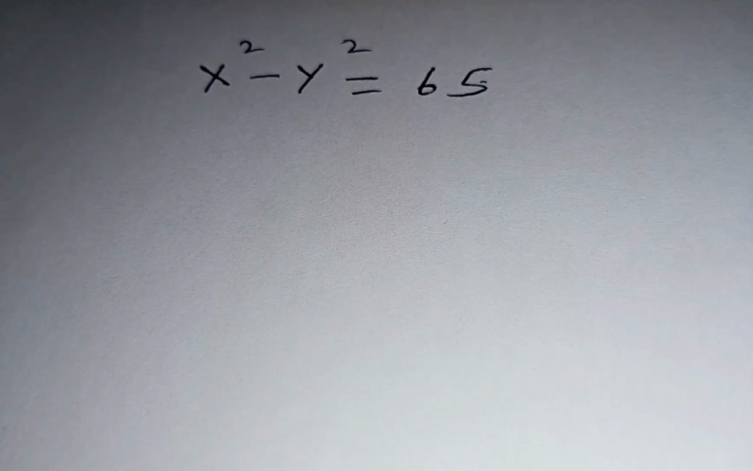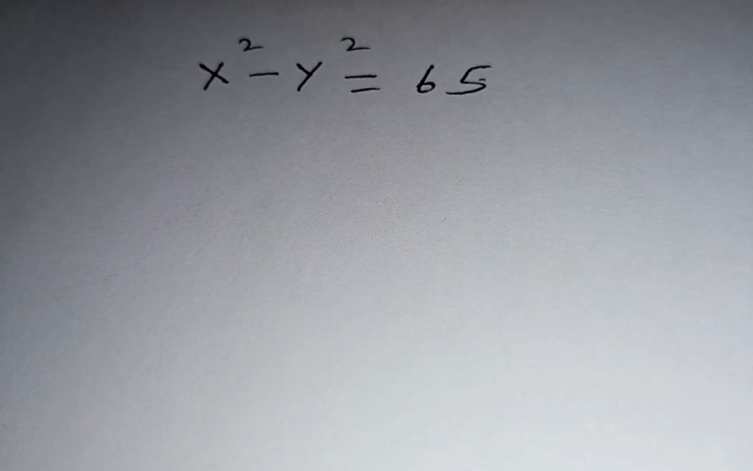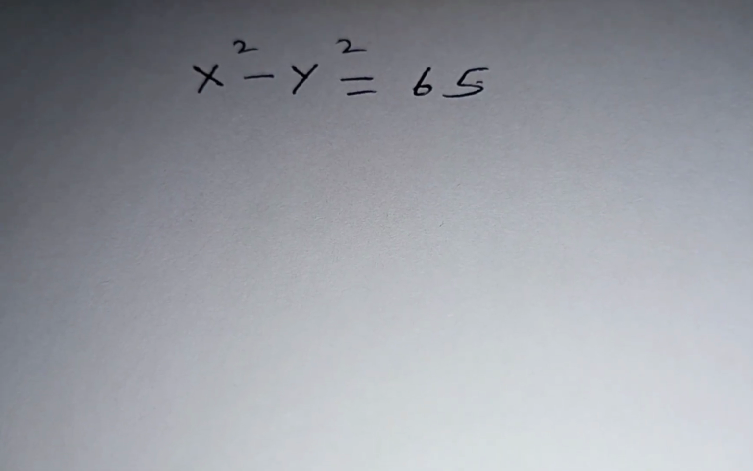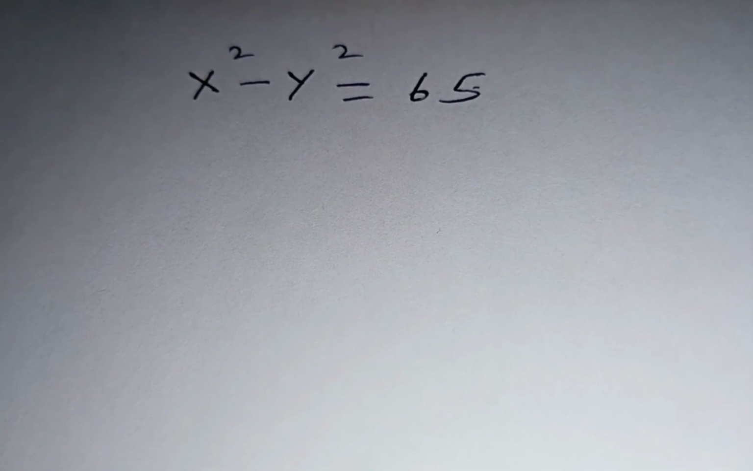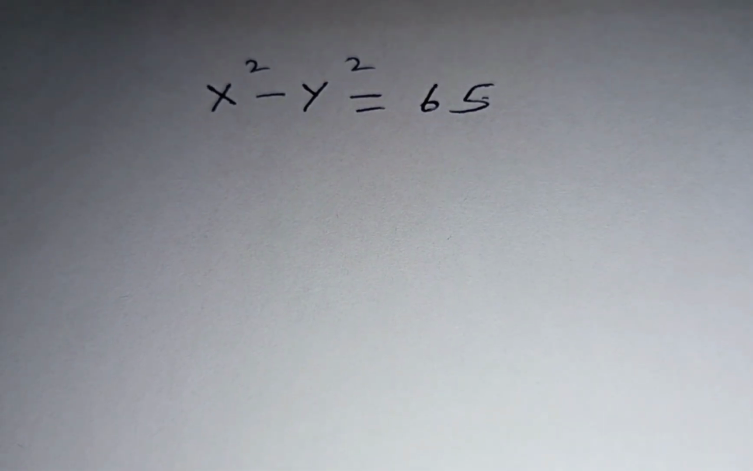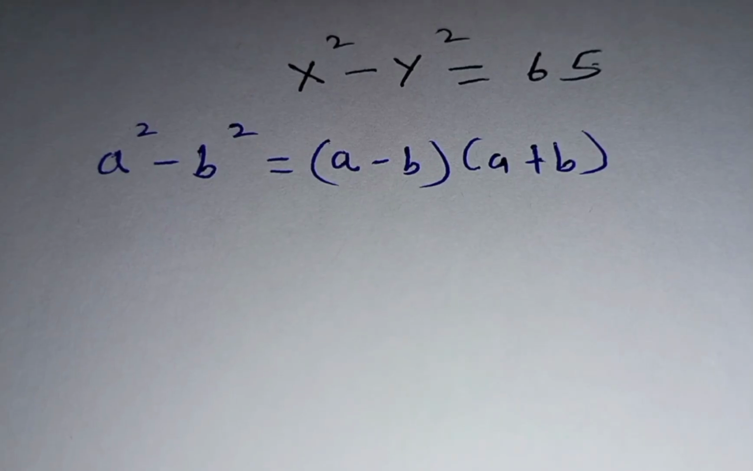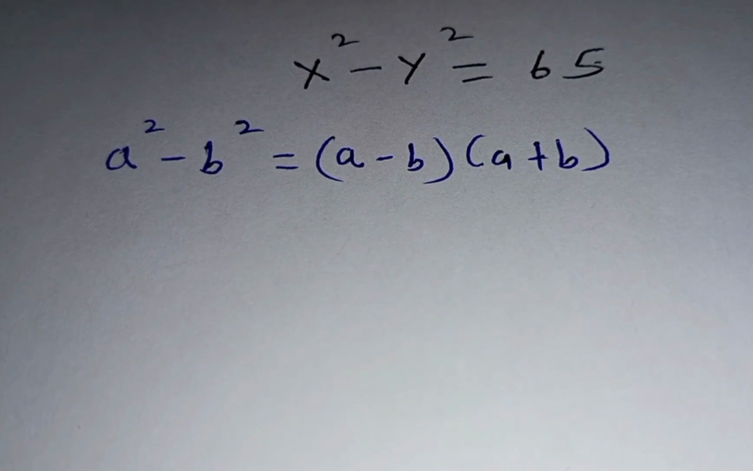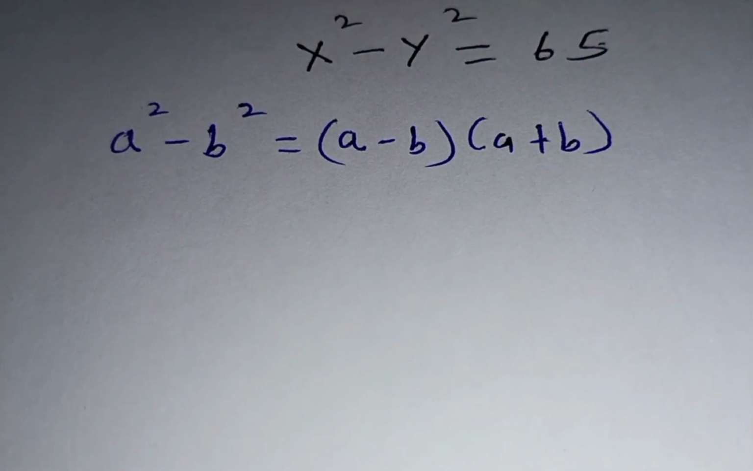We have x squared minus y squared equals 65. What are the possible values of x? To obtain the possible values of x, you note that x squared minus y squared is a difference of two squares. So we are going to use the identity of the difference of two squares, which is given by a squared minus b squared equals (a minus b) multiplied by (a plus b).